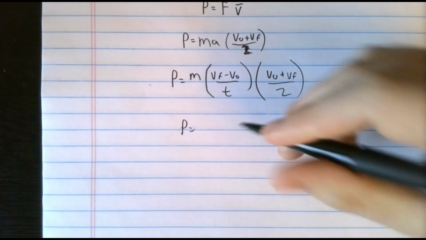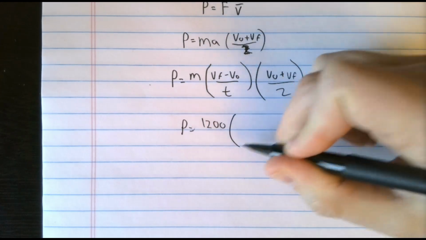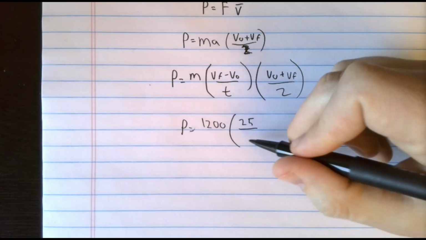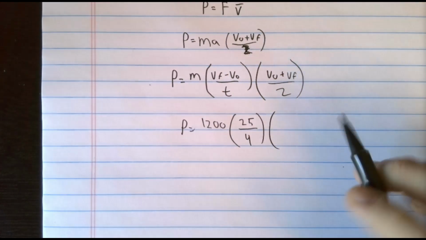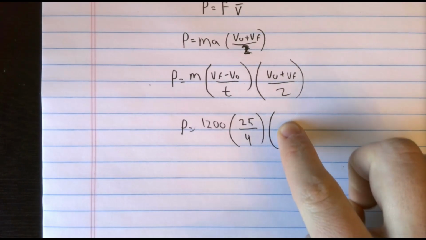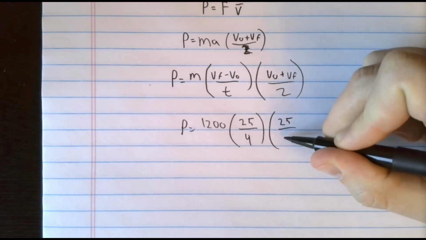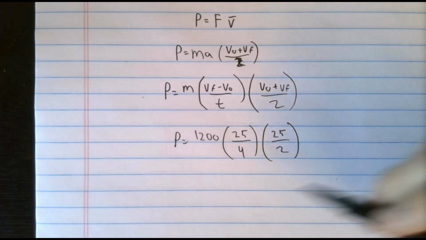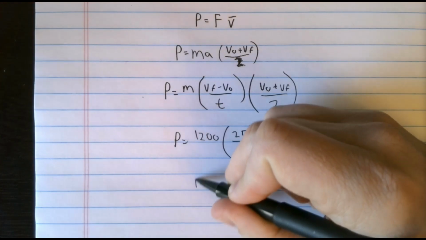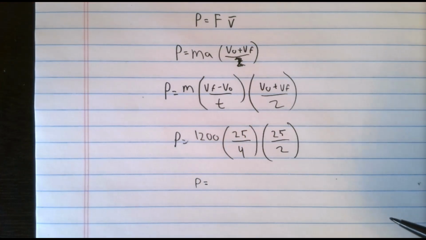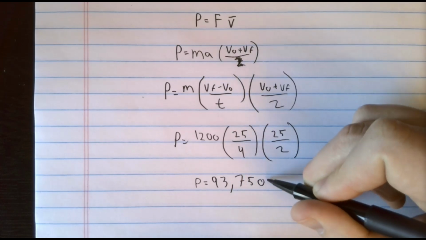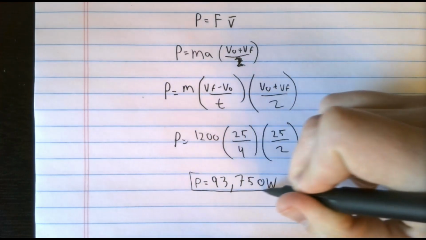So power is m, which is 1200, times VF, which is 25, over t, which is 4, times VF, again 25, over 2. So power is going to be 93,750 watts.